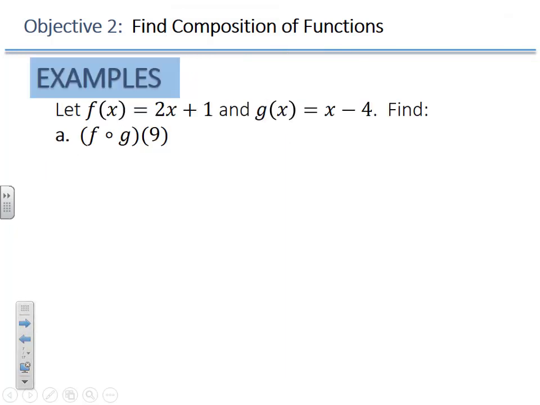So we need two functions to have composition. So let's evaluate for these two functions. F of x equals 2x plus 1 and g of x equals x minus 4. Let's find f of g of 9. Now what I like to do is I always like to rewrite the composition function. Instead of using that little circle, I like to rewrite it like this. For me, that's easier to think about. Now we're going to insert a 9 into our function.